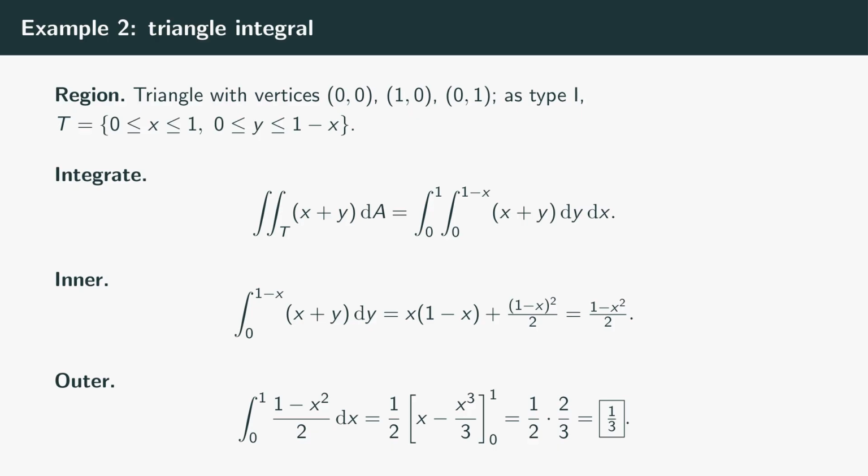Nice and compact. Now the outer integral: the integral from 0 to 1 of 1 minus x squared over 2 dx, which is 1/2 times the bracket x minus x cubed over 3 from 0 to 1, which is 1/2 times 2/3, which is 1/3. Geometrically, the volume of the prism with base capital T and roof z equals x plus y is 1/3. By the symmetry of the integrand and triangle under swap of x and y, the type 2 setup gives the same answer, a useful sanity check.